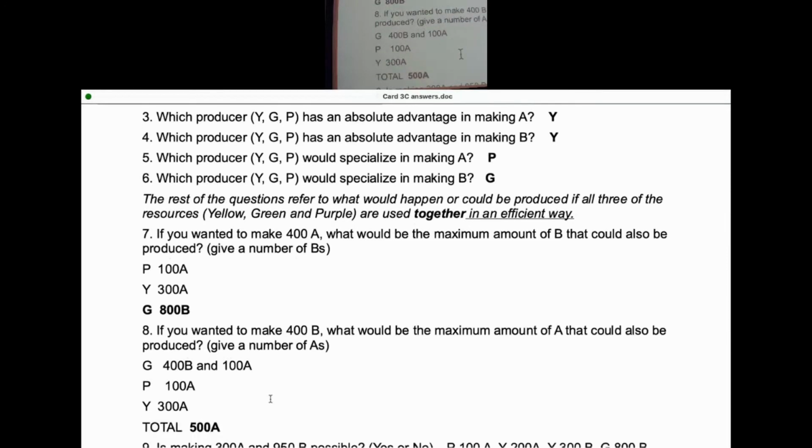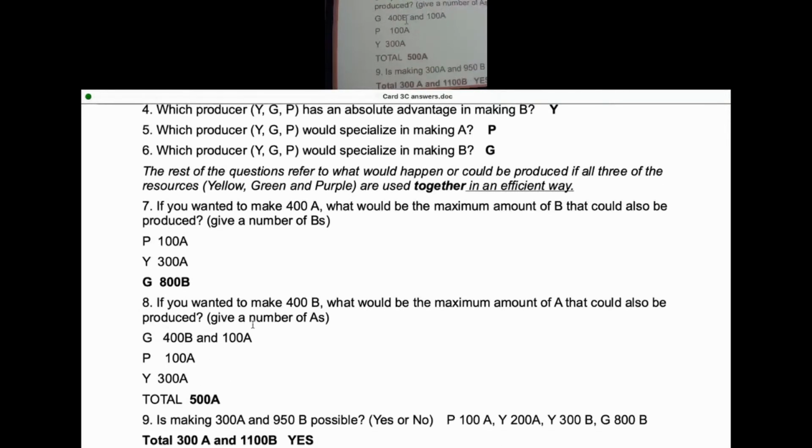Now the other two producers, all they've got to do is make A because you don't need more B. You got it all from green, right? So if purple makes 100 A and yellow makes 300 A, then you'll end up with the 400 B that you need, plus the 100 leftover from green, the 100 that purple's making, and the 300 that yellow's making, and that adds up to a total of 500 A. Did that make sense?